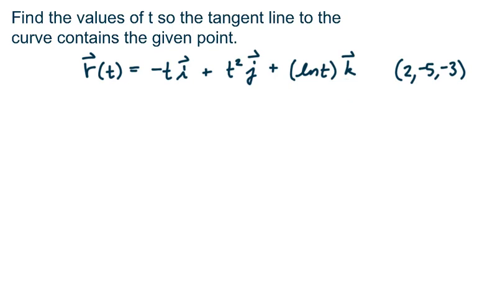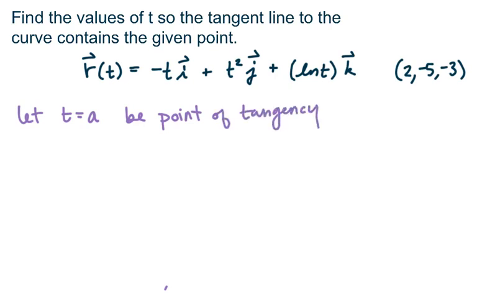So what we're going to do is determine a point of tangency. I'm going to say let t equal some value a, and let that be where our point of tangency is occurring. So I can evaluate my function at a, and the r vector evaluated at a is -a times the i vector plus a squared times the j vector plus the natural log of a times the k vector.